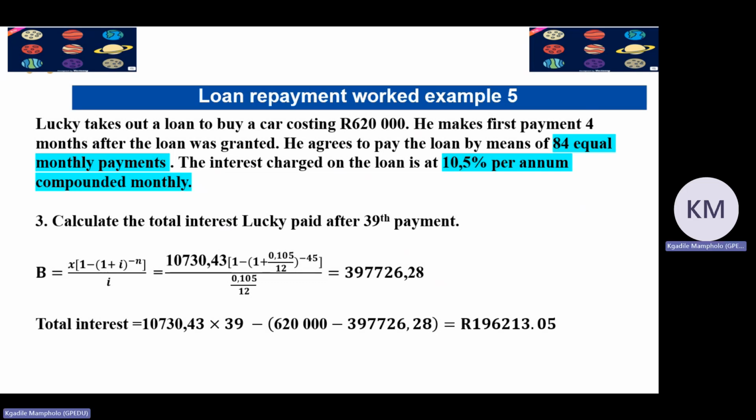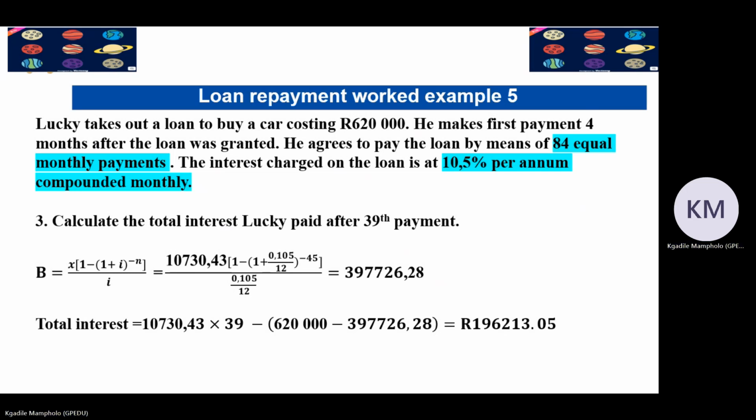Lucky takes out a loan to buy a car costing 620,000. We're still on the same question. Calculate the total interest Lucky paid after the 39th month. When you calculate the total interest in the middle of the period you agreed upon, it's very important to remember that we don't have to confuse the interest and the interest rate. The total interest is the extra money paid on top of what you've taken.